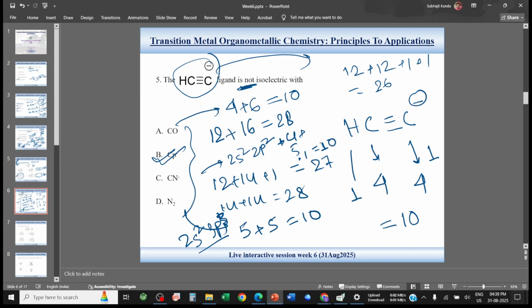So these all are giving 10, so there is no option remaining. But how many for the Cp ring? Sir, it might be 26, as each carbon has 4 and one hydrogen has 1, and for the anion, 1. So that's why the species that is not isoelectronic is Cp.